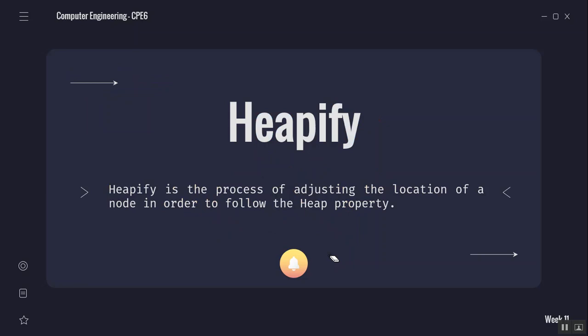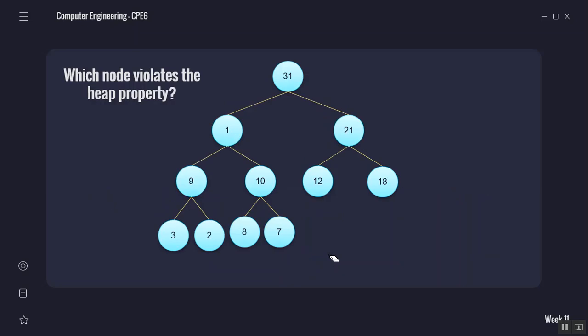Now we have a process which is called heapify. This is a process of adjusting the location of a node in order to follow the heap property. If we're dealing with a min heap property, it means all parent nodes are lesser than their children. If you're dealing with a max heap property, it means all parent nodes are greater than their children. Let's say for example we have this complete binary tree.